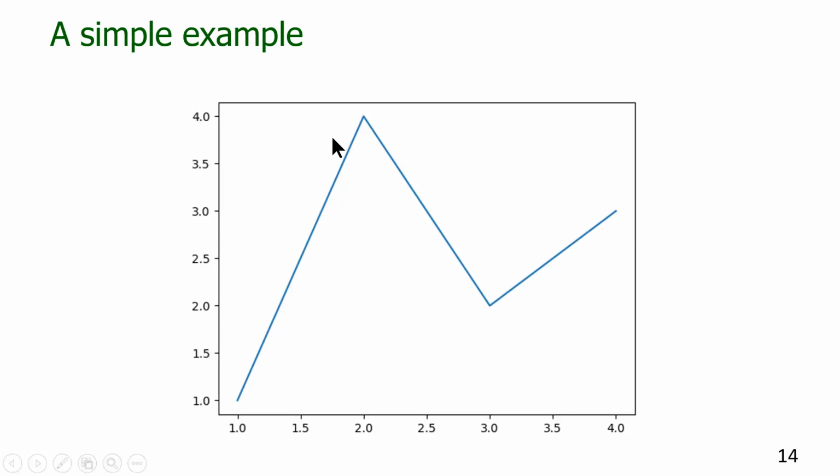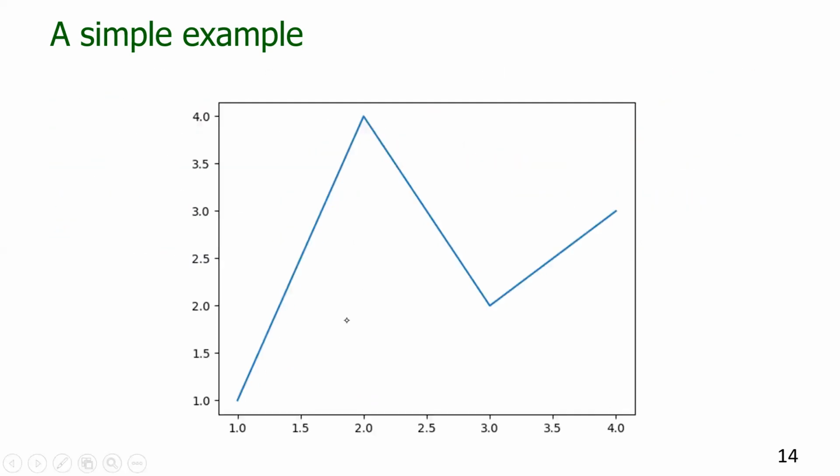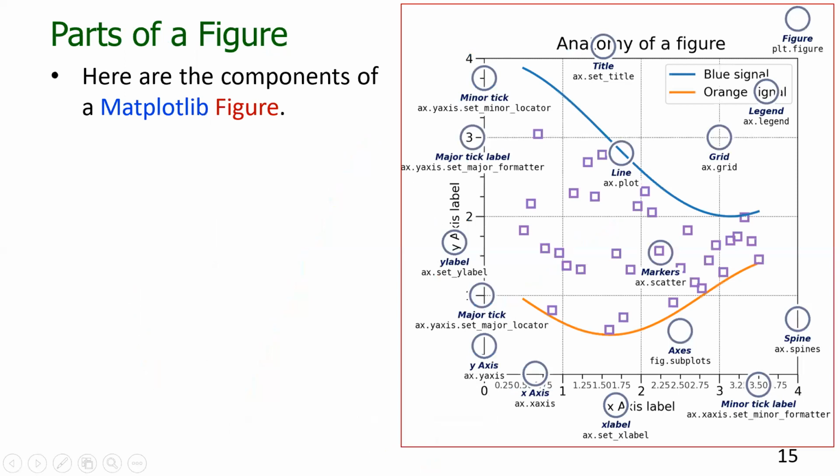For the data we have taken, 1 2 3 4 and 1 4 2 3, between these, this is the x axis, this is the y axis. This is the sample plot of the sample data taken. So like that you can customize your own data for x and y coordinates. This is another simple example.